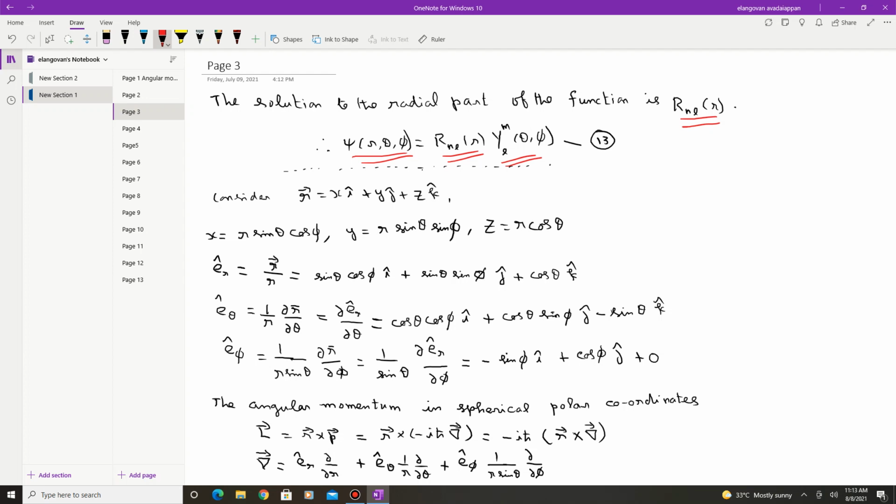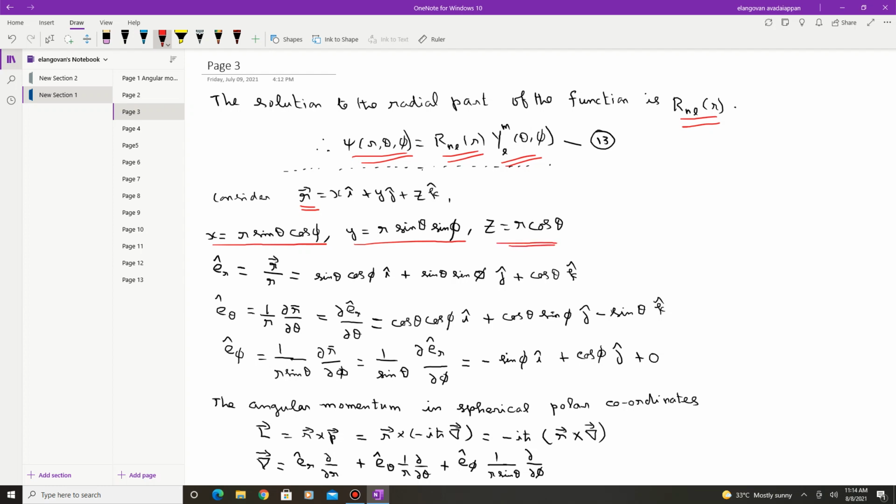Now let us consider the position coordinate r. R is equal to x i plus y j plus z k, where i, j, k are unit vectors and x, y, z are the components of the vector r. Now, in spherical polar systems, the relations connecting the components are: x is equal to r sin theta cos phi, y is equal to r sin theta sin phi, z is equal to r cos theta.